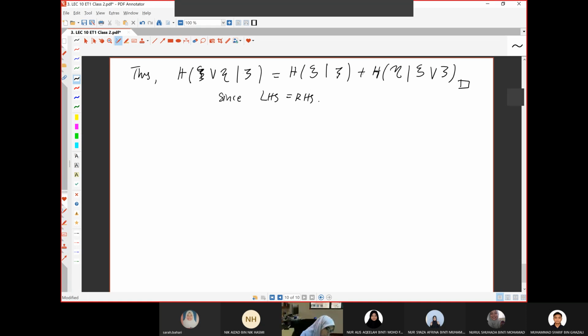So again, for the particular case where zeta is equal to the trivial partition, I have H of psi joined with eta is equal to H of psi plus H of eta given that psi.